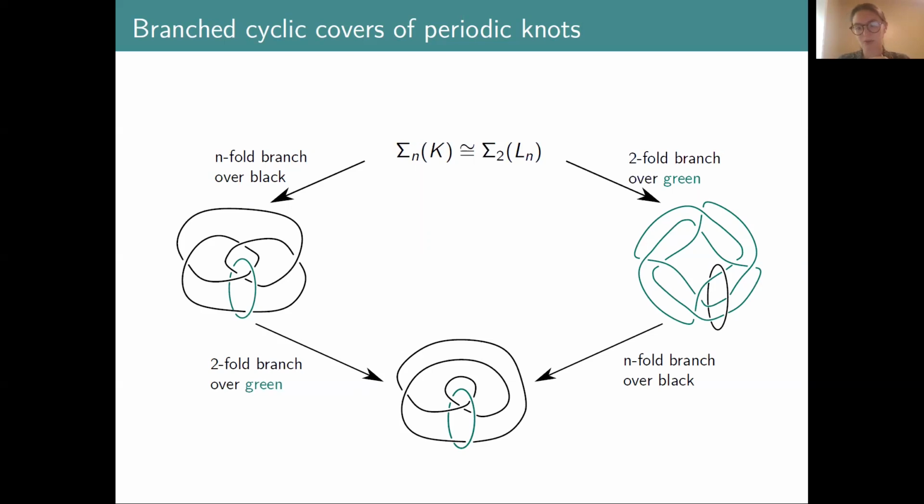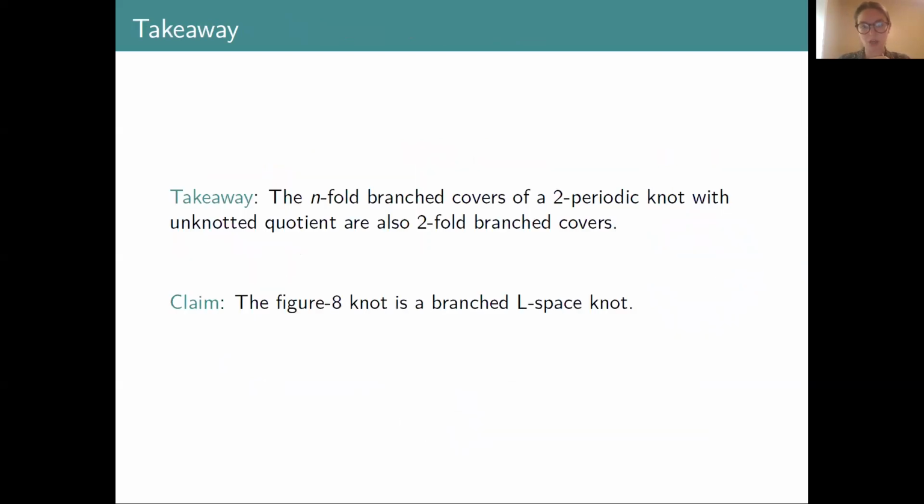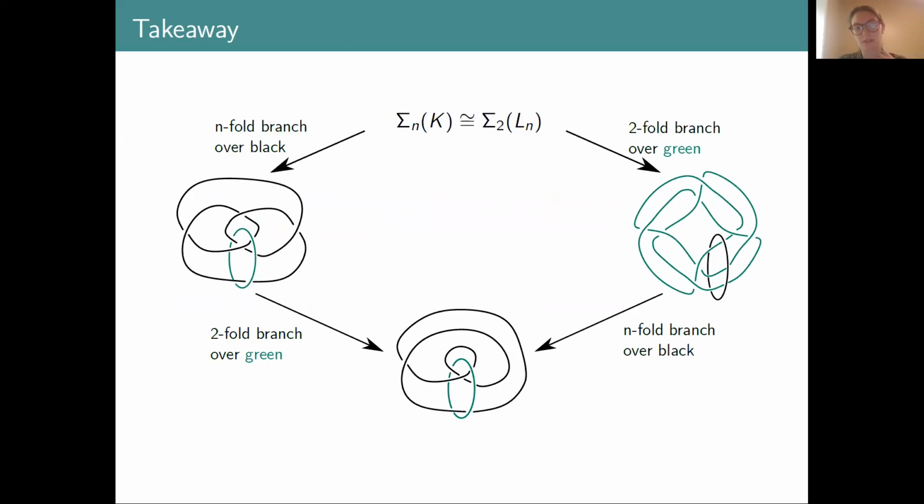Okay, so what have we just done? We've just shown that the n-fold branch covers of a 2-periodic knot, it was important that the quotient knot was unknotted, but when that happens, those manifolds are also 2-fold branch covers of some other link in S3. And what I claim is that this shows that the figure 8 knot is a branched L space knot. So these are knots, all of whose branch cyclic covers are L spaces.